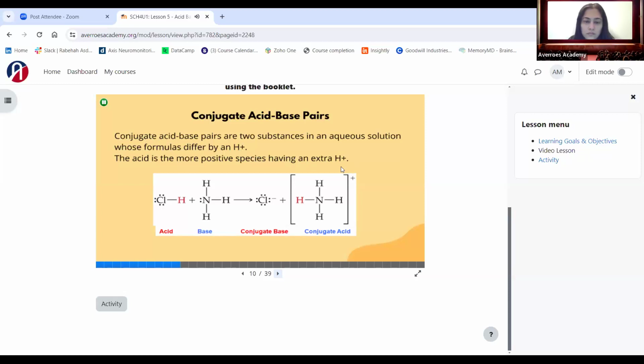So in our reaction here, we have our acid HCl plus our base NH3, and then the conjugate base is our Cl minus, right? The one that gave up the H plus, and our conjugate acid is the one that then gained the proton.